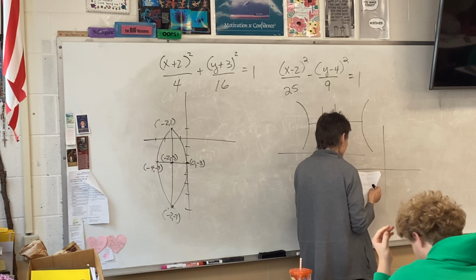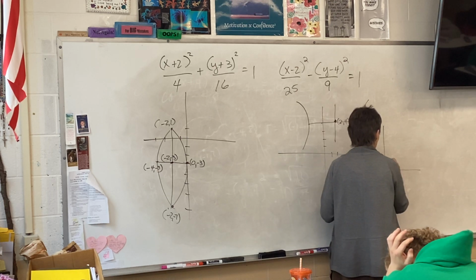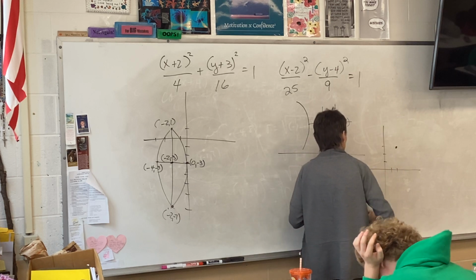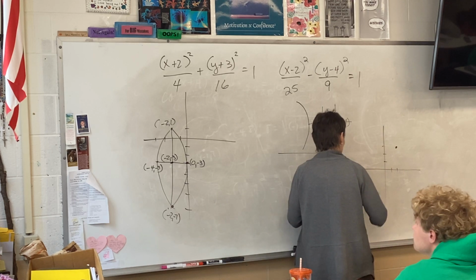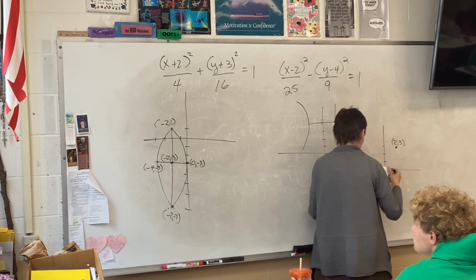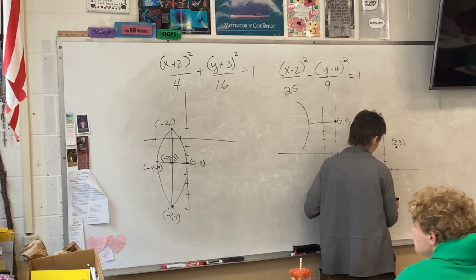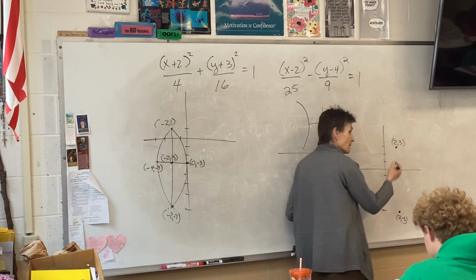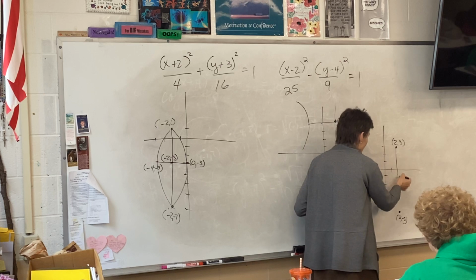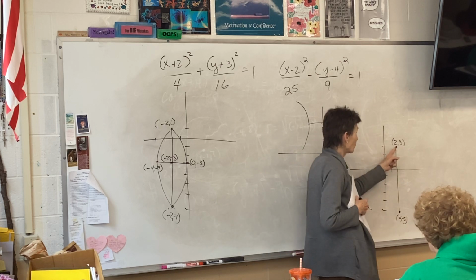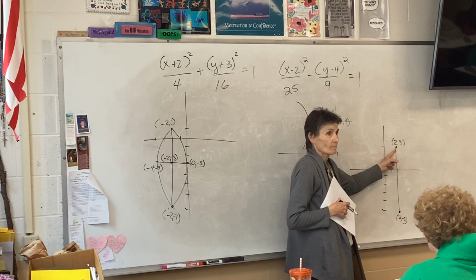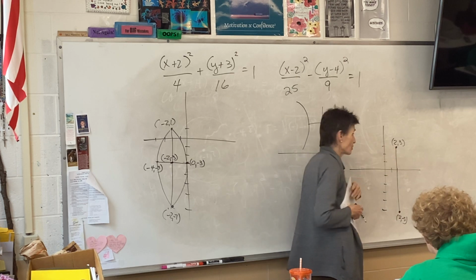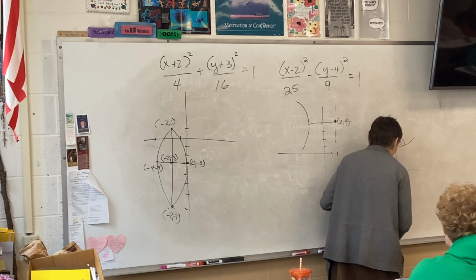The transverse axis has endpoints at 2, 3, and 2, -5. All right, now, wait a minute. These are the endpoints of the transverse axis. So what are they? They're vertices, aren't they? Those are the vertices. So this is what your hyperbola looks like.